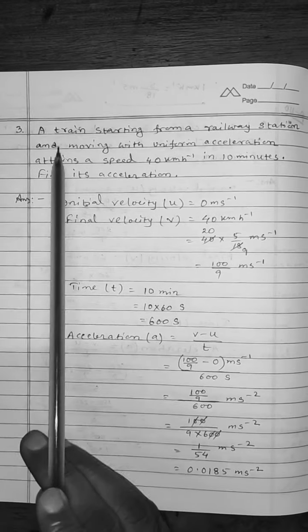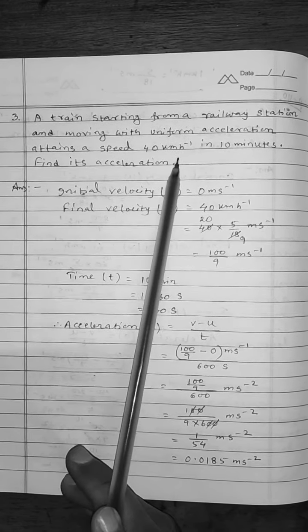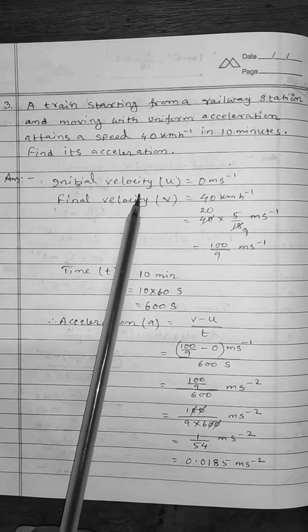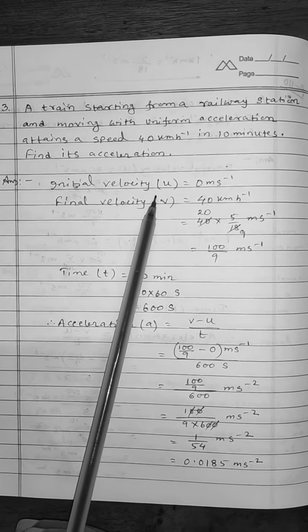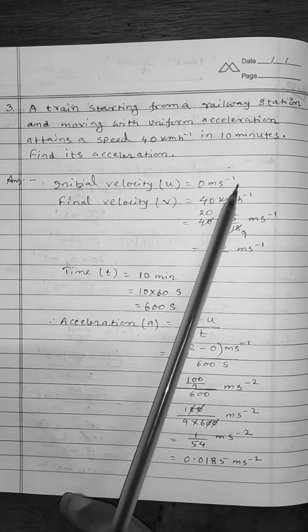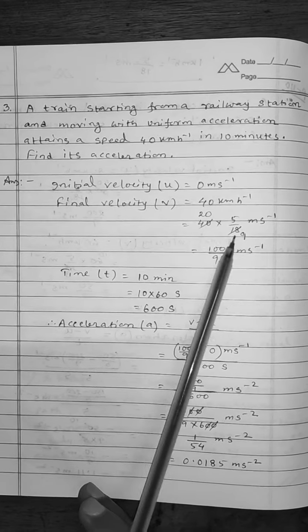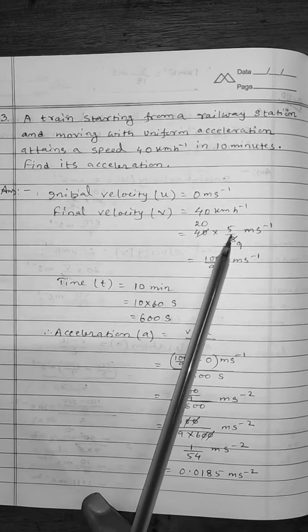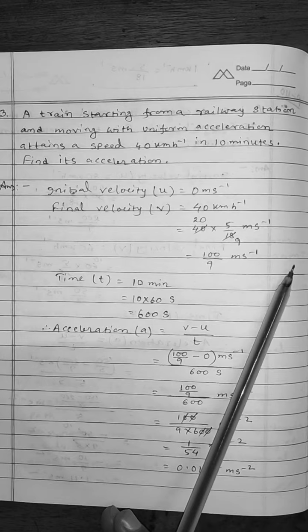Now, question number 3 on the same page. A train starting from a railway station and moving with a uniform acceleration attains a speed of 40 km/h in 10 minutes. Find its acceleration. Since the train is about to start, its initial velocity should be 0. Whenever the body is going to start, initial velocity u should be 0 m/s. Final velocity v will be 40 km/h. Because we are changing into m/s, we should multiply by 5 by 18. After cancellation, it becomes 100 by 9 m/s.